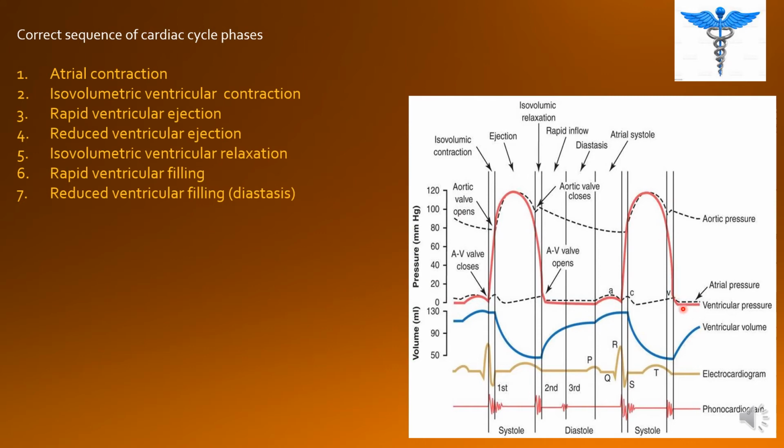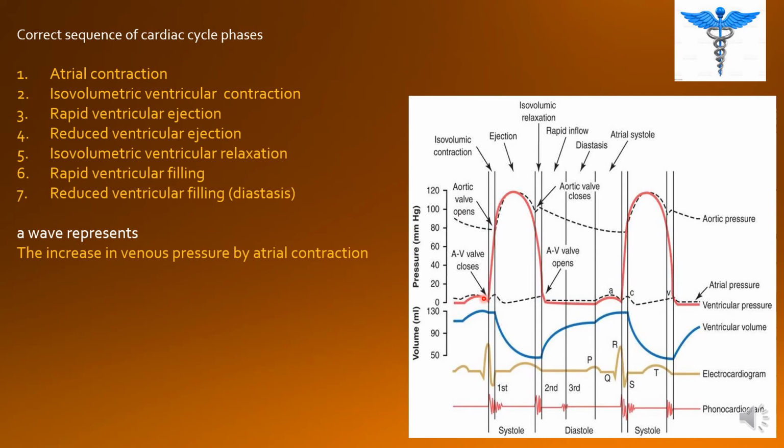Okay, so now coming to the next question, and that is: A wave represents. Here you can see the A wave, and it is also represented over here. This is the A wave. So the A wave basically represents the increase in venous pressure by atrial contraction.